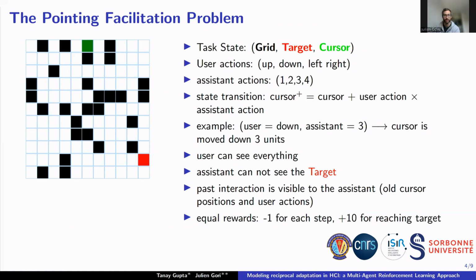While the user can see everything, the assistant cannot see the target. However, the assistant has memory and can exploit that. Both agents get equal rewards.